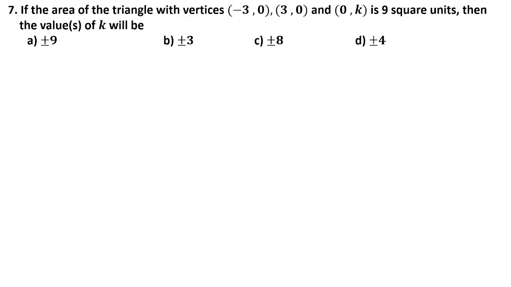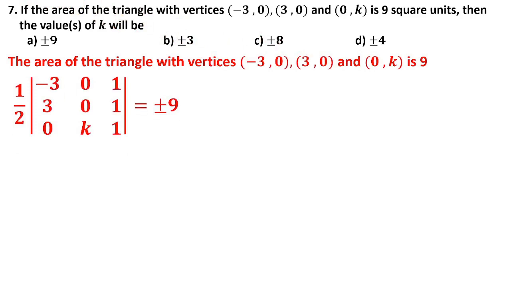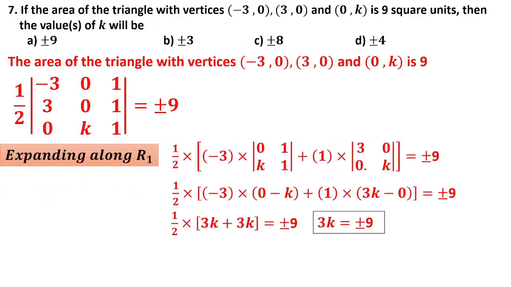Well, if the area of the triangle with the vertices is 9 square units, then the value of K. Now we can make use of the area of the triangle formula, making use of determinant. It is half into x1 y1 1, x2 y2 1, x3 y3 1 is equal to plus or minus 9. Now I'm expanding it. I am getting 3k is equal to plus or minus 9. Therefore, the answer is plus or minus 3.